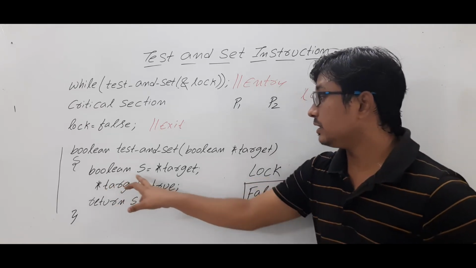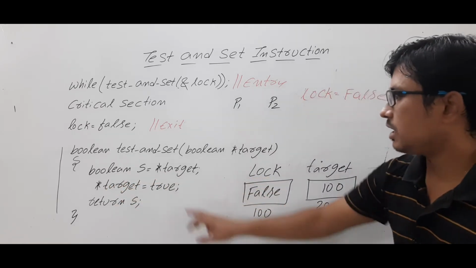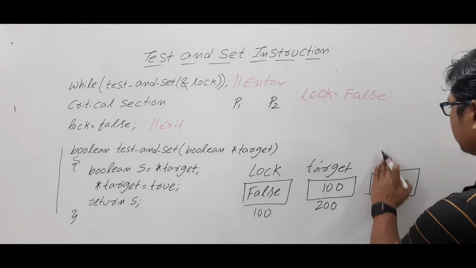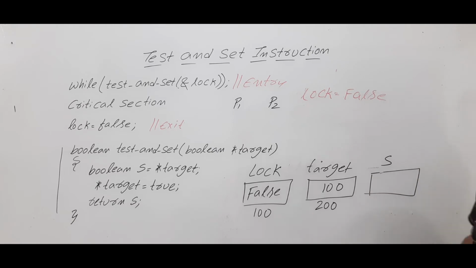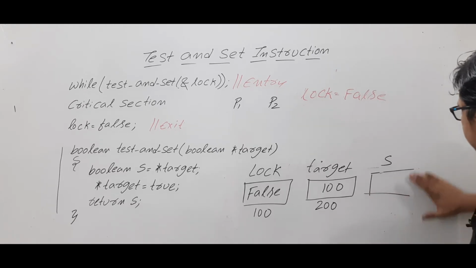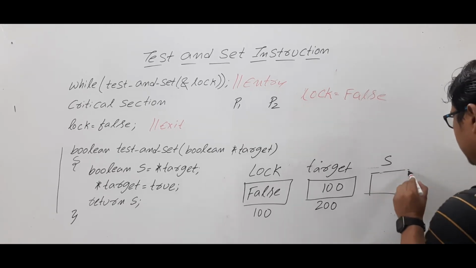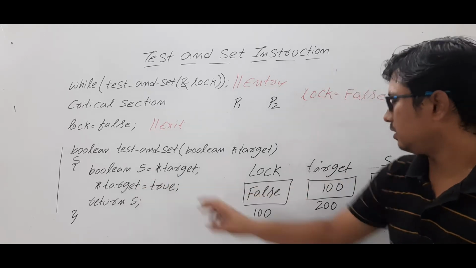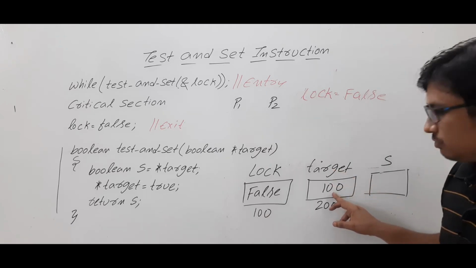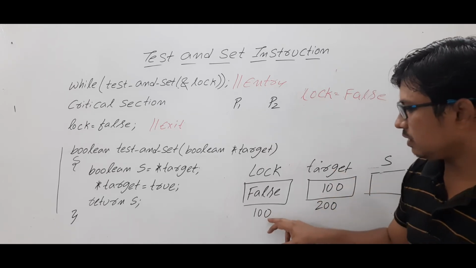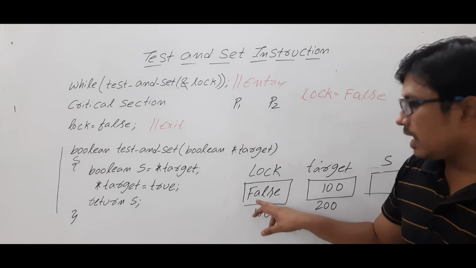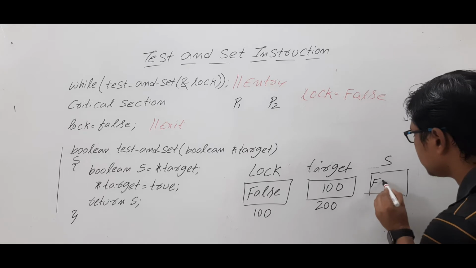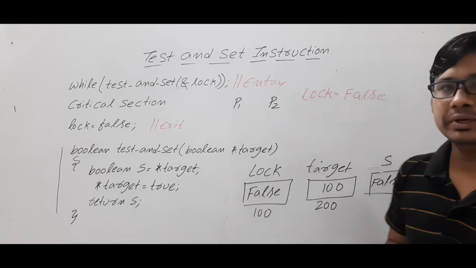Now look here, boolean s = *target. So you have another variable called s. I hope it is visible for you. If it is not visible, let me reduce it. Now look here, boolean s = *target. Our target contains the address, which is 100. So you will go to address location 100 and see what value is there: false. That value will be stored in this variable called s. I hope it is clear for you.